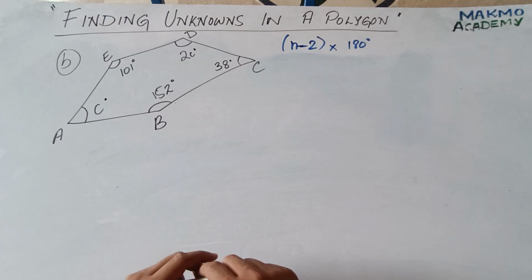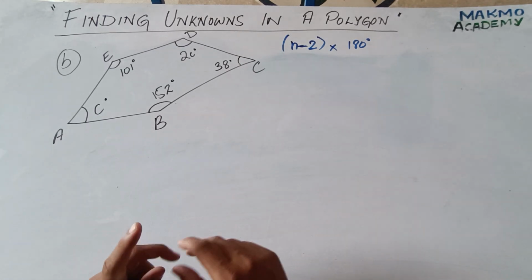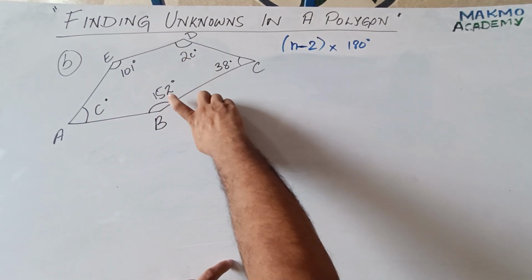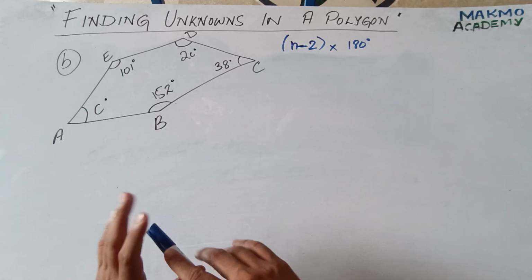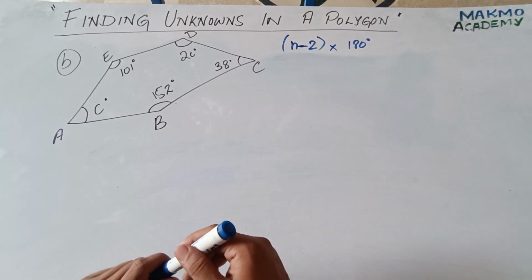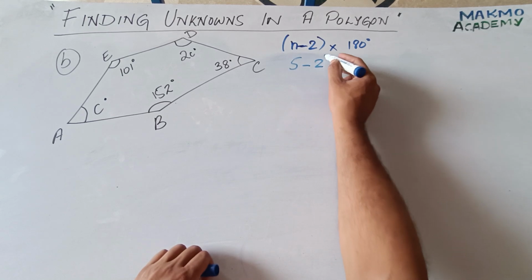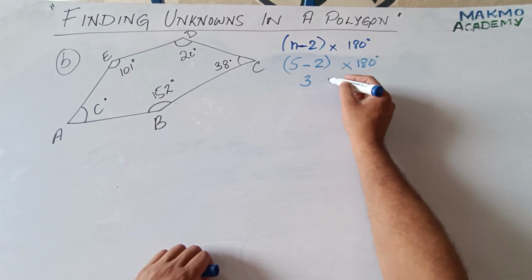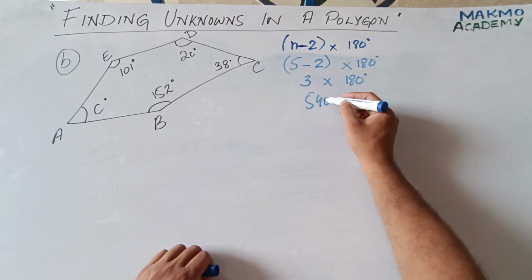Alright guys, now we need to find out the value of unknown in this particular figure. So it's C and it's 2C, 152, 38 and 101. How many sides are there? 5 sides are there. So first of all we must know the sum of interior angles of a five-sided figure, meaning pentagon. So 5 minus 2 multiplied by 180 degrees. So 5 minus 2 is 3. 3 multiplied by 180 and the answer is 540 degrees.